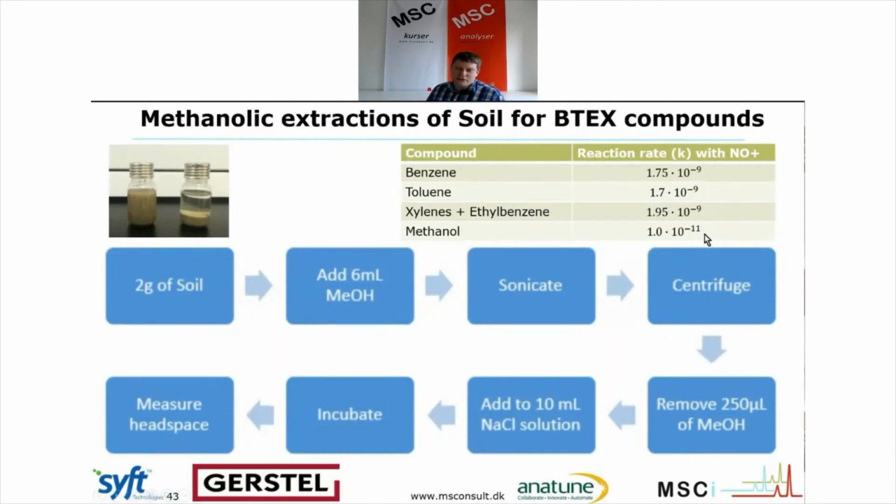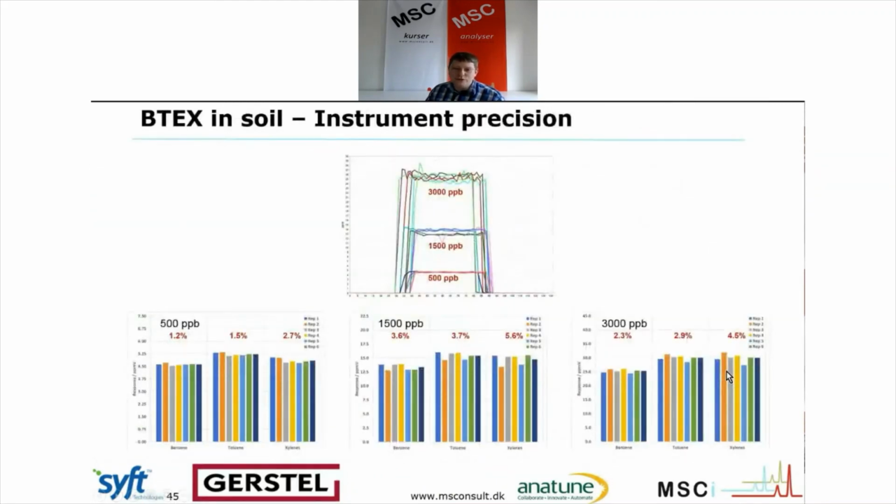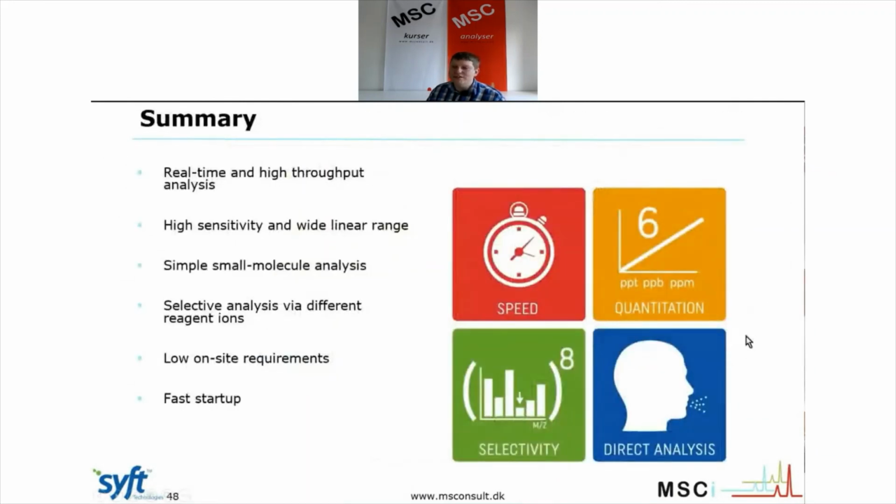The reason you don't get the reagent ion depletions from this analysis is that when you use NO+, methanol has a lower reaction rate, so you can use it as a solvent without messing up the analysis. And Anatune also showed how they got good data, but unfortunately, I'm out of time for this if we also want some time for questions.